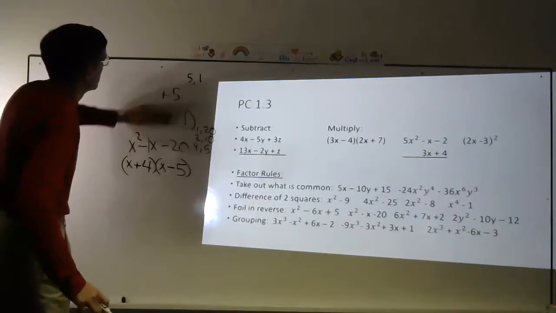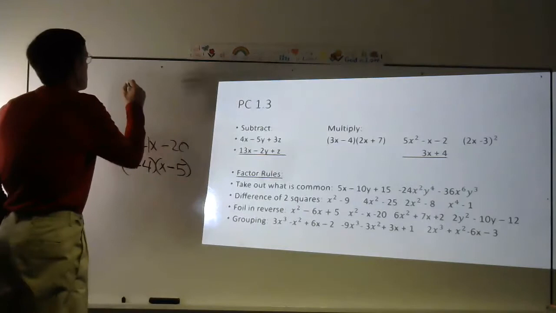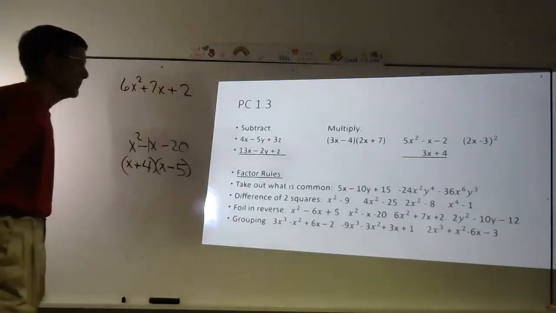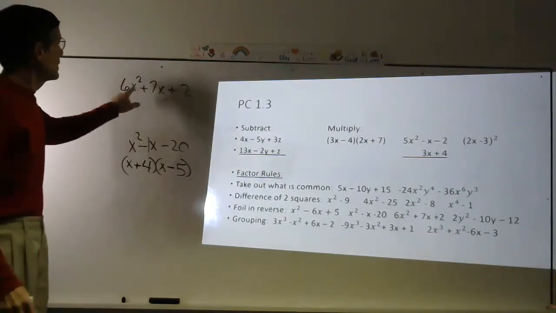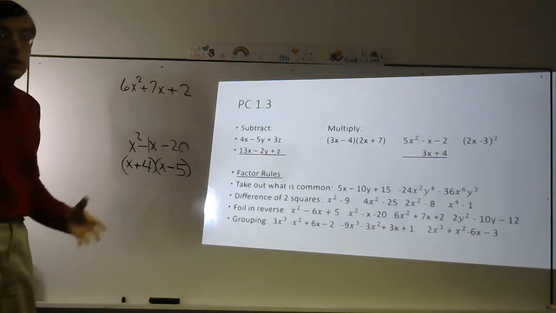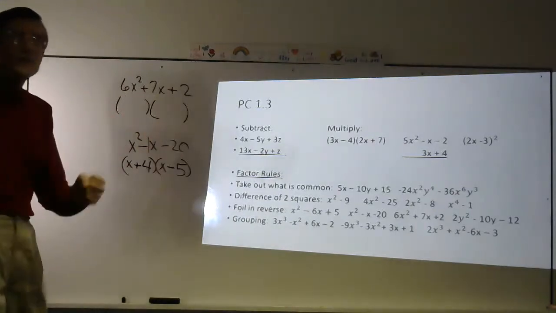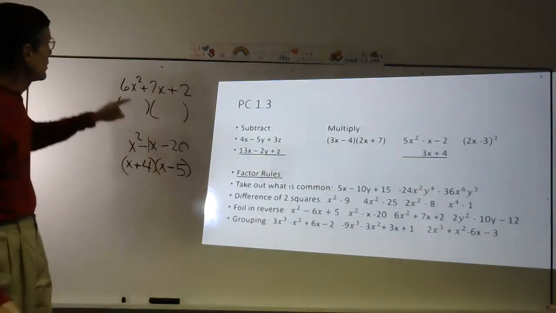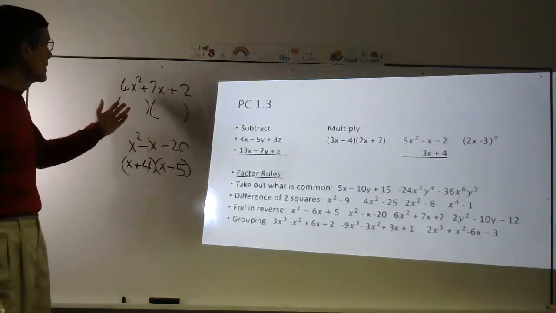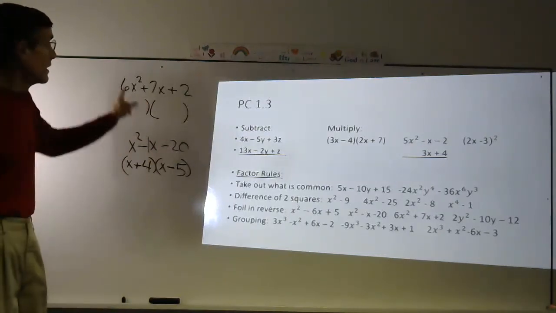Let's do another one. 6x squared plus 7x plus 2. Okay? Anything common in all three? No. Difference of 2 squares, don't be silly. FOIL in reverse. This one is difficult because there's a number in front of the x squared. Okay? So you can put x and x down, but you don't know if it's 6 and 1 or 2 and 3 to get a 6.